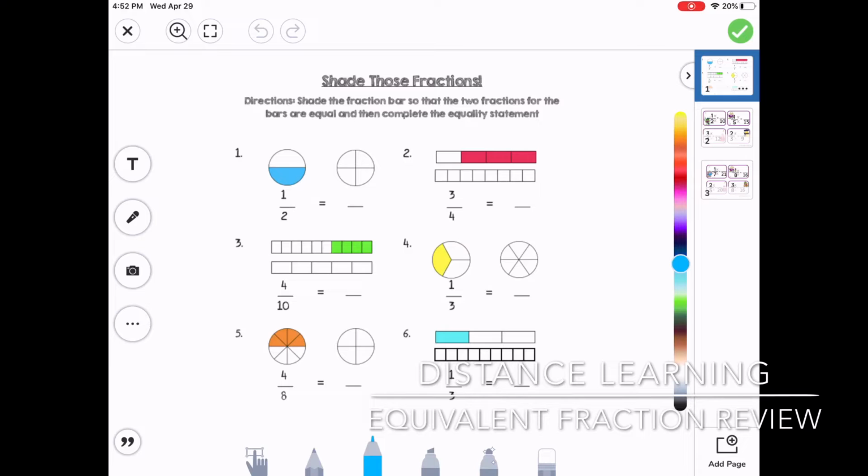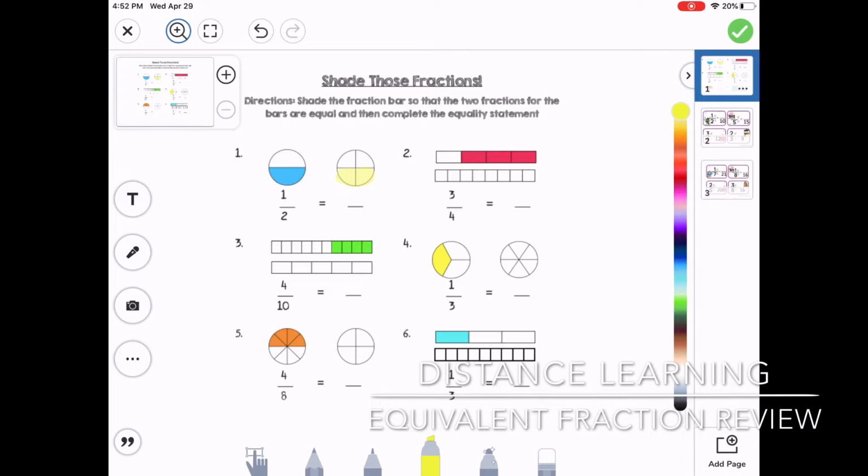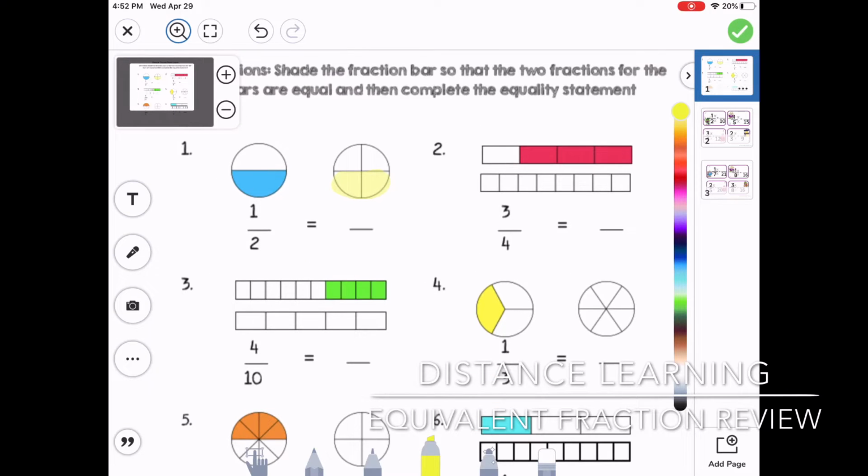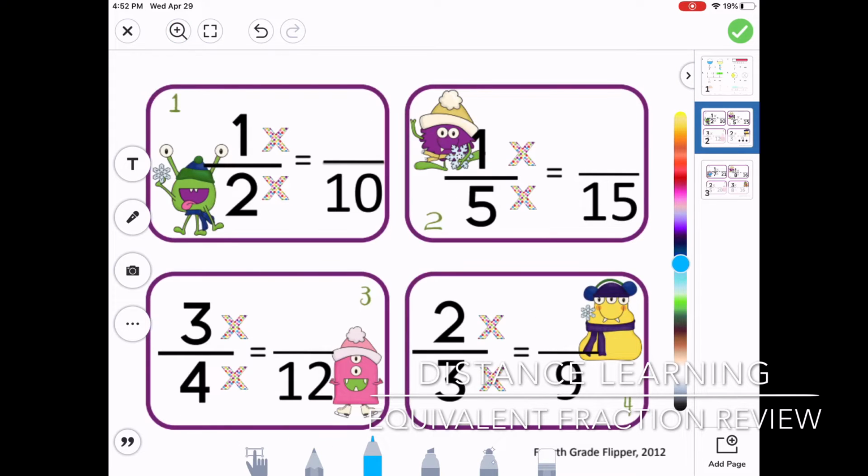Question number 1 is asking us to find a fraction that's equivalent to 1/2 by shading in 1/2 in the opposite picture and then writing that fraction that is equivalent to 1/2 that we've then created and shaded in. So in this fraction, we've shaded in 2/4. That's all you're doing for the first page, is shading in the equivalent fraction and then writing what that equivalent fraction is.